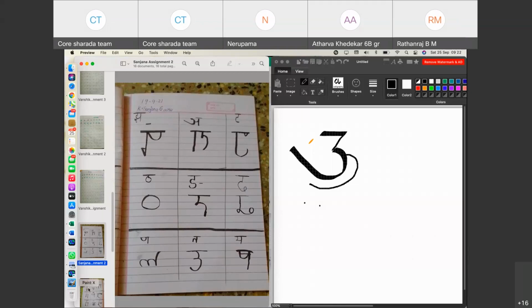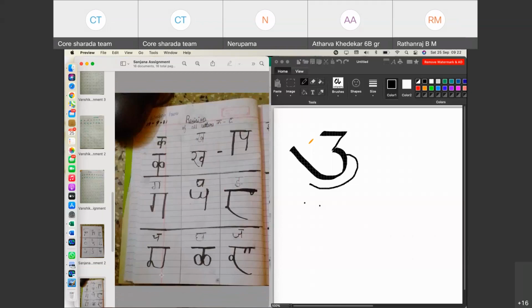I would request everyone to make a note. Since we finished the letters on 2 or 3 pages, make boxes like this and write all the corresponding letters. Very nicely done, Sanjana. Okay.